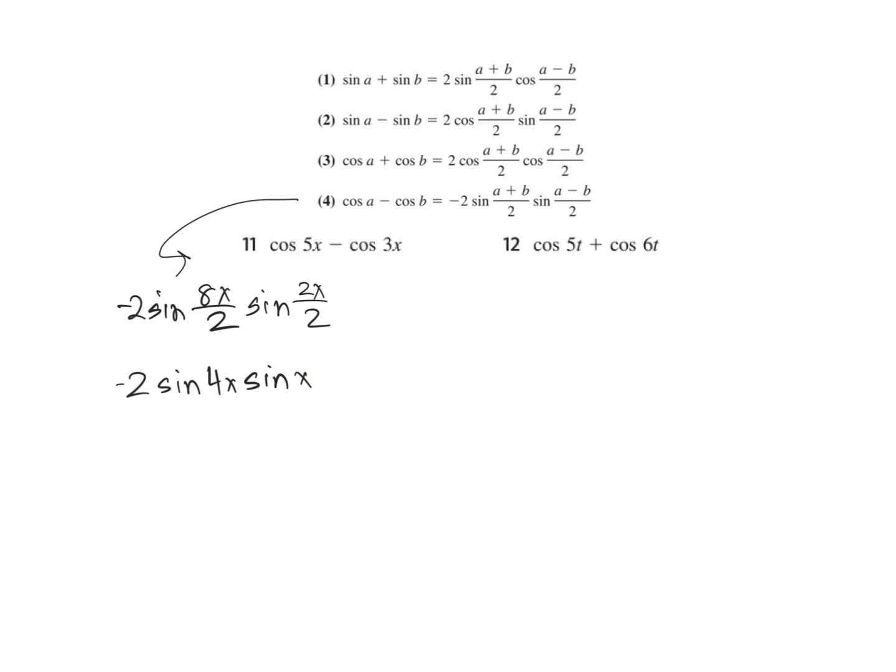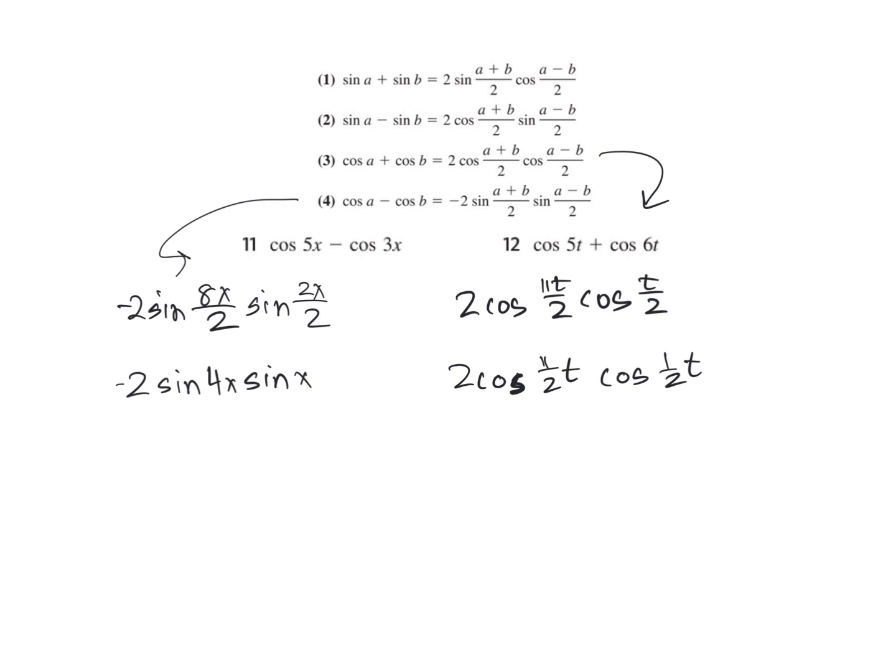Number 12, cosine plus cosine would be number 3. So 2 times the cosine of the 2 added together, that would be 11t over 2, times the cosine of the difference, that would be negative 1t over 2, but the negative doesn't matter, so we'll just do t over 2. That's the same thing as 1/2 t. You can write it like this. 11/2 t and the cosine of 1/2 t. Remember, those are the exact same things. All right.